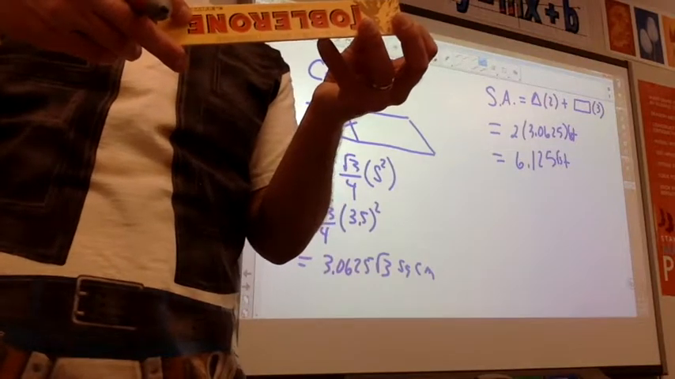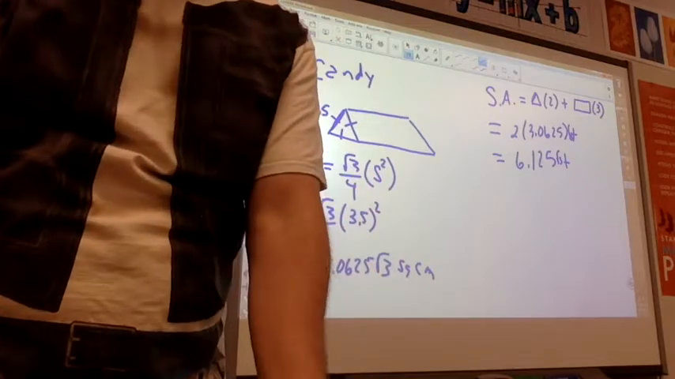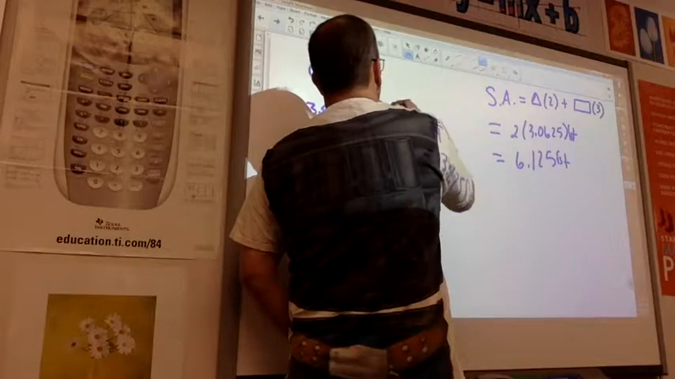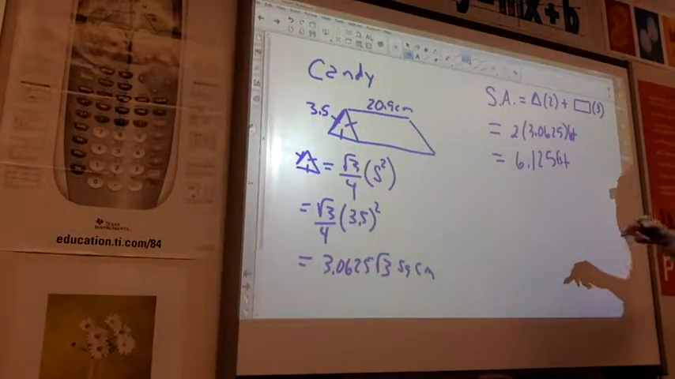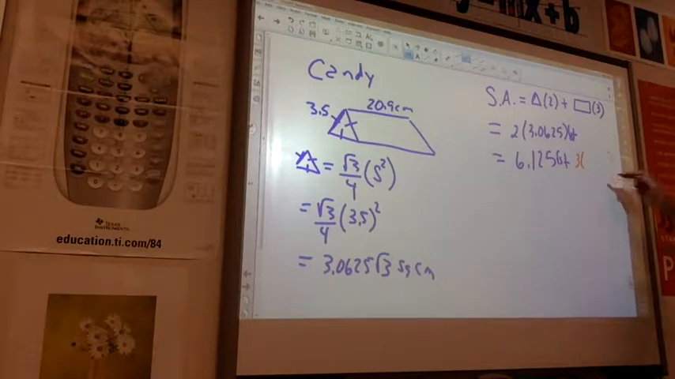All right, I got 20.9 centimeters for the length. Cool, so that's 20.9 centimeters. Do I have enough information to find the area of one of the rectangles? Yeah. So 20.9 times 3.5 is how much? It's like 60-something. What'd you say? 73.15. Okay, so we have enough math to do this.